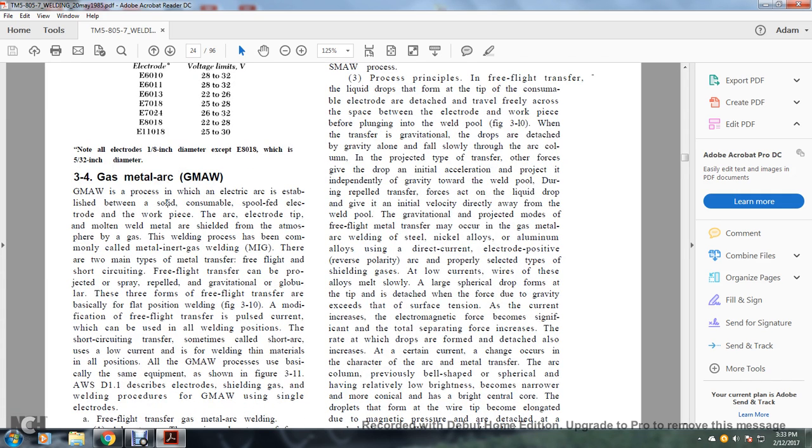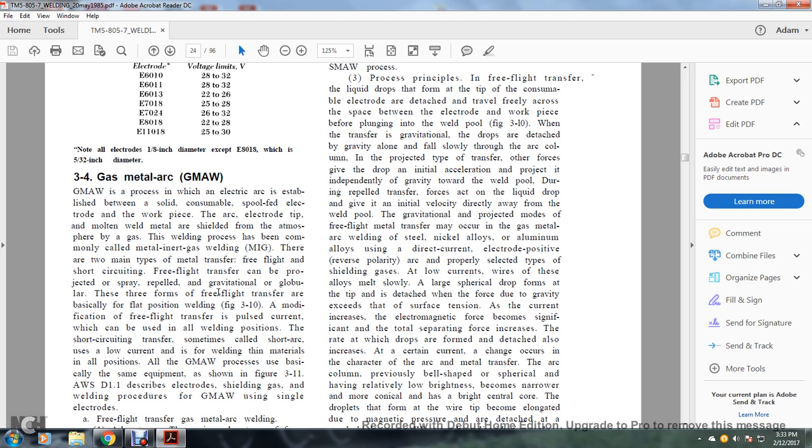Gas metal arc welding, GMAW. Gas metal arc welding is a process in which the electric arc is established between a solid, consumable, spool-fed electrode and the workpiece. The arc, the electrode tip, and the molten weld are shielded from the atmosphere by a gas. The process has been commonly called metal inert gas, or MIG welding. There are two main types of metal transfer: free flight and short circuiting. Free flight transfer can be projected spray, repelled, or gravitational globular.